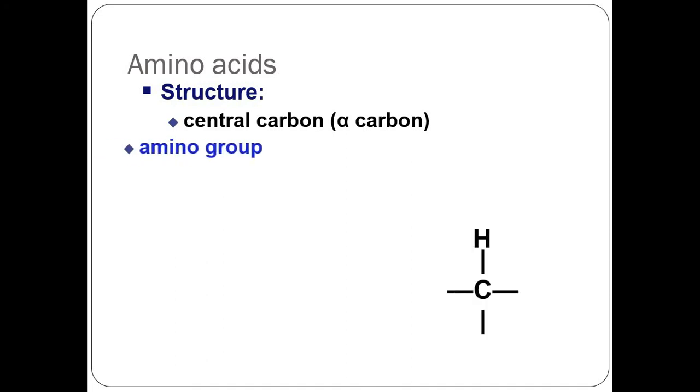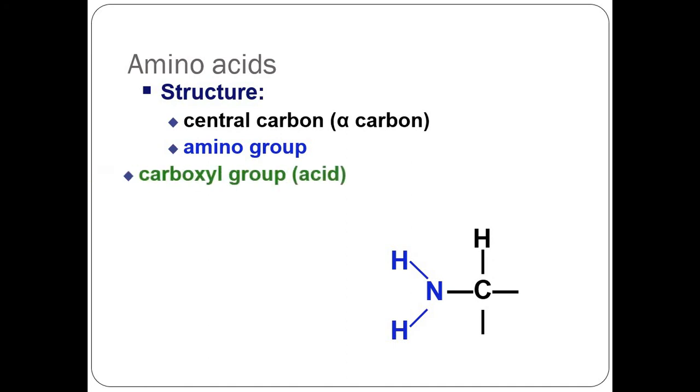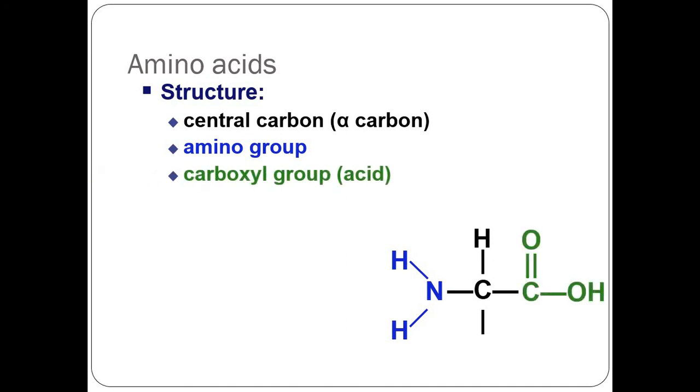This carbon is called the alpha carbon, and then we have an amino group attached to that alpha carbon. So this is the amino group and the alpha carbon, and then we have a carboxyl group. So this is the carboxyl group. This is the structure of an amino acid. We have this alpha carbon, this amino group, the carboxyl group, and lastly we have the R group, or the side chain.